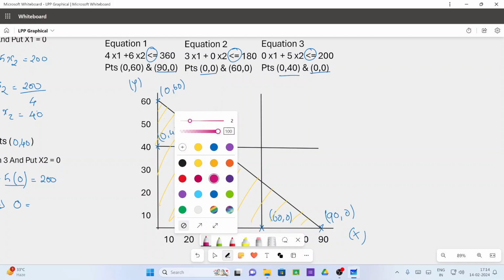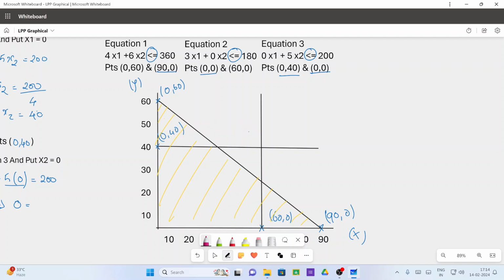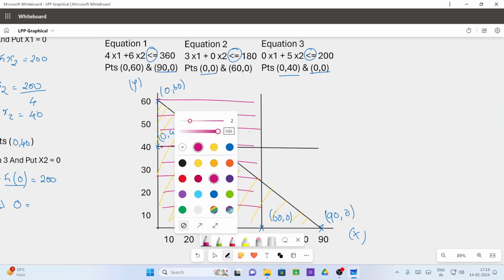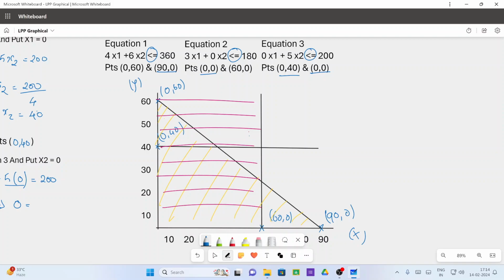And for the second equation, the feasible region is lying here. For the second equation this is the feasible region, and for the third equation the feasible region is below this particular line. So this is equation number 3, this is equation number 2, and this is equation number 1. So the feasible region lies like this.